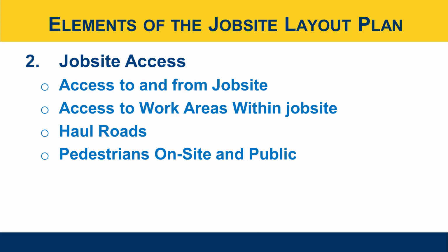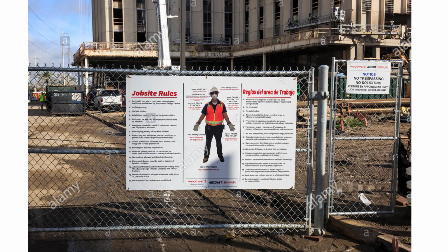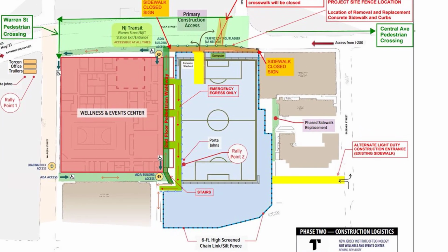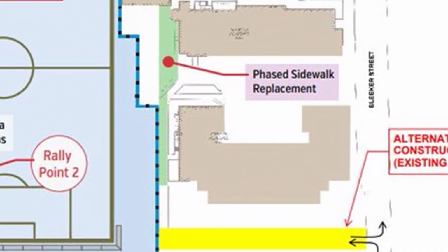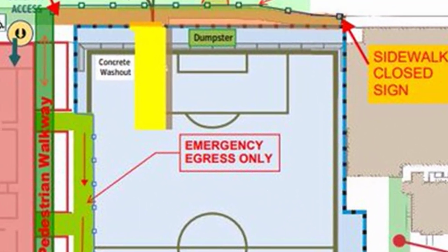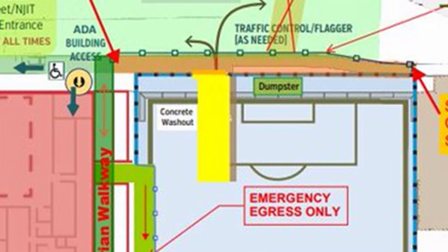The next one is job site access. So in your job site layout plan, you need to figure out where you're accessing the project, okay? So that is going to be where you're coming into the project and where you're going out of the project. And this could be in multiple locations. It doesn't just need to be an entrance and an exit. You might have multiple entrances and multiple exits based on how your job site is laid out during that phase of the project.